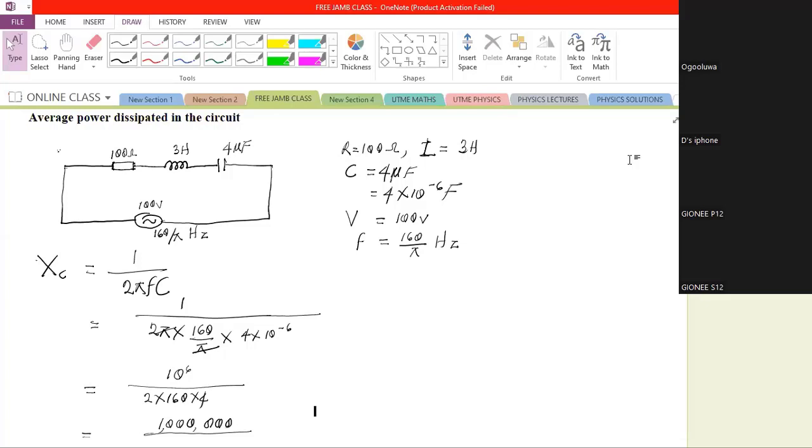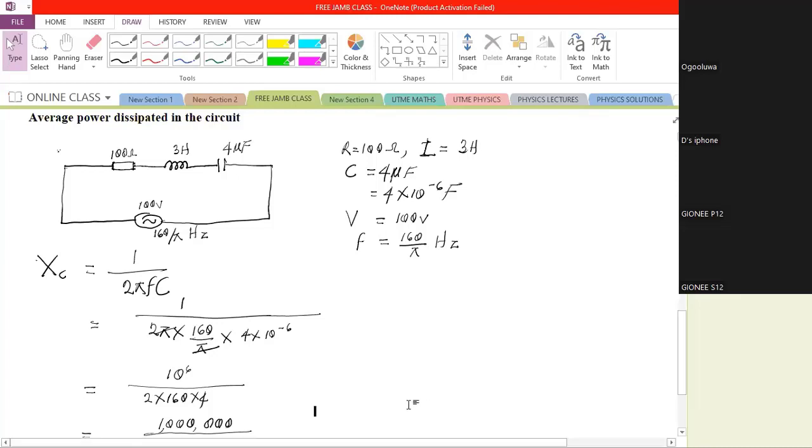So we have 1 million divided by 1 divided by 1,2,8,0, and that's equal to 781.25. So let's go back to the drawing board.